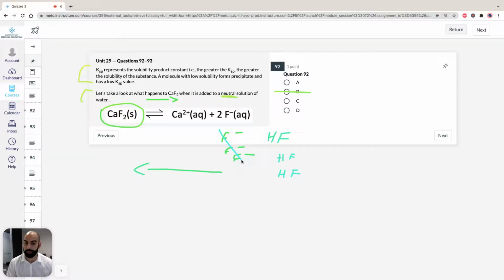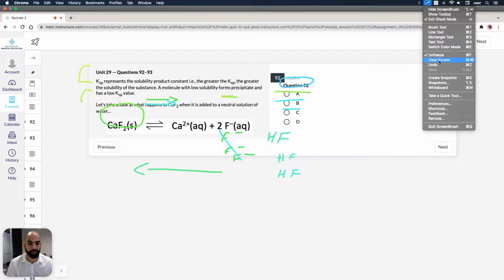And because of Le Chatelier's principle and equilibrium, we have to shift the equation to the right so that we can produce more fluoride ions, because we've lost the fluoride ions as they form hydrogen fluoride in the acidic solution. Which means if we're shifting the equation to the right, the calcium fluoride amount is going down. So we're going to have less precipitate and a more soluble solution. So that's why the answer for 92 can't be C or D. The answer is going to be A.